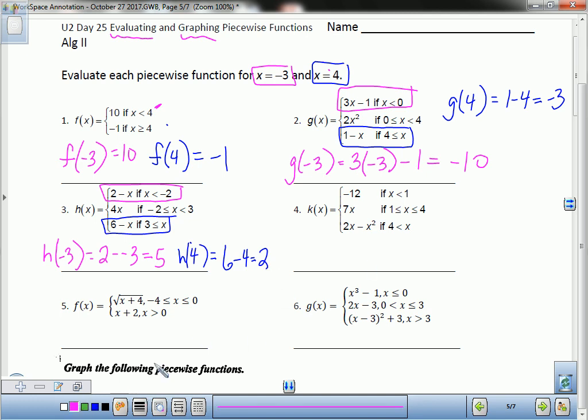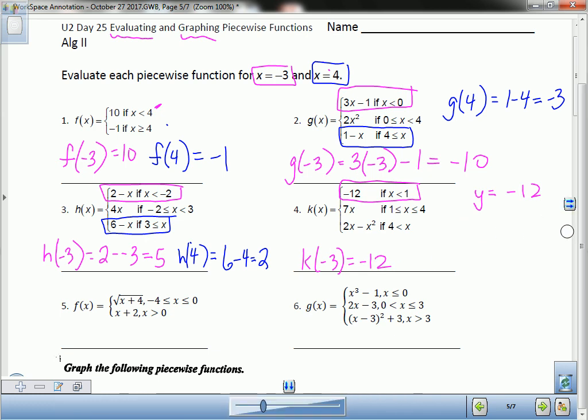All right, so let's go back to -3. K of -3. -3 falls into this interval. Now, we did this one to start with. You'll notice this is like a horizontal line. Y equals -12. And on that horizontal line, no matter what the x value is, y is going to be -12. So there's no place to plug in the -3. That is automatically my y value.